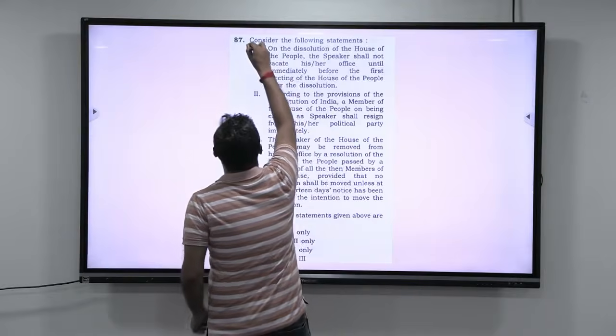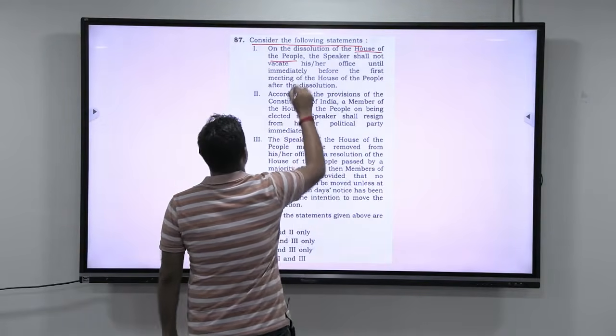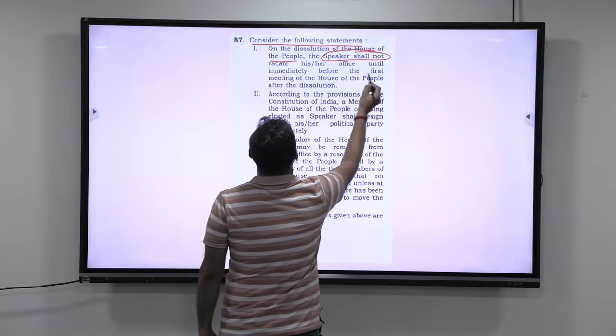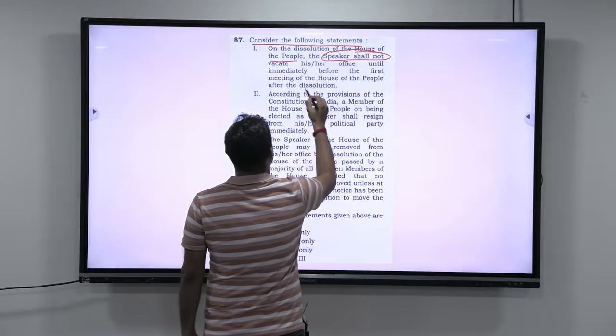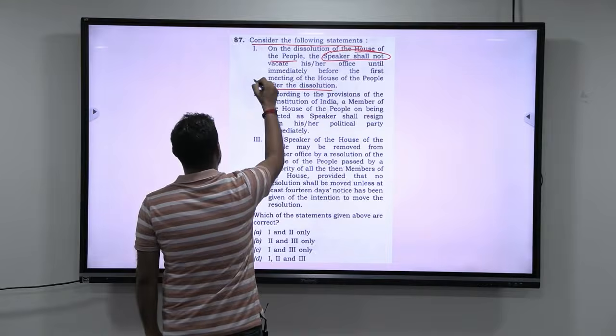Let me read out the question. Consider the following statements. On the dissolution of the House of the People, that is Lok Sabha, the Speaker shall not vacate his or her office until immediately before the first meeting of the House of the People after the dissolution. Okay. Next statement. Let us keep this.